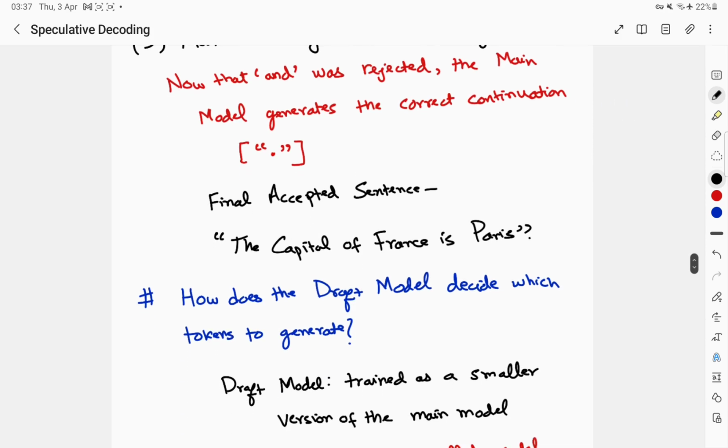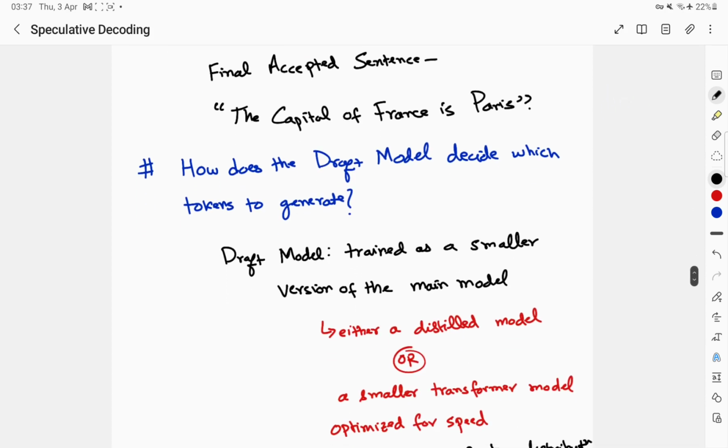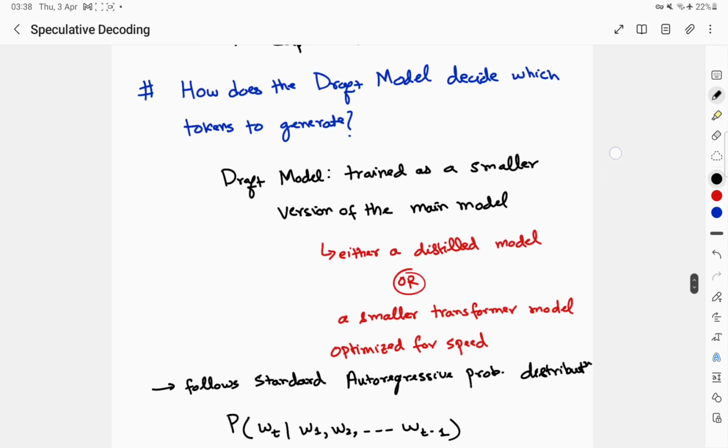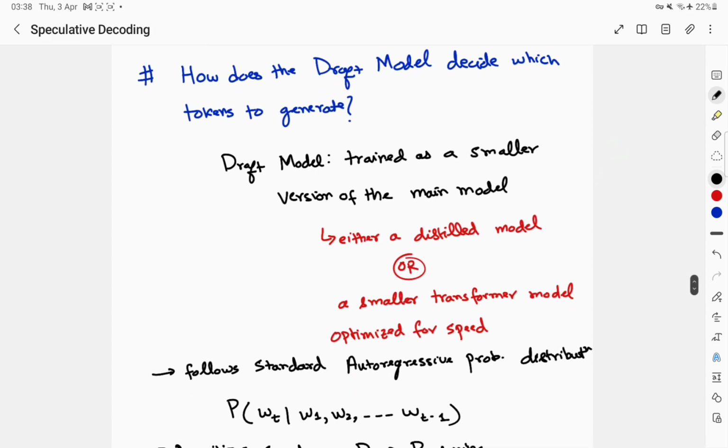And finally, we'll end up with something like the capital of France is Paris, full stop. So how does the draft model decide which tokens to generate? That's a very important question, right? Because the draft model is trained as a smaller version of the main model, like we discussed. It could be either a distilled model or a smaller transformer-based model optimized for speed.